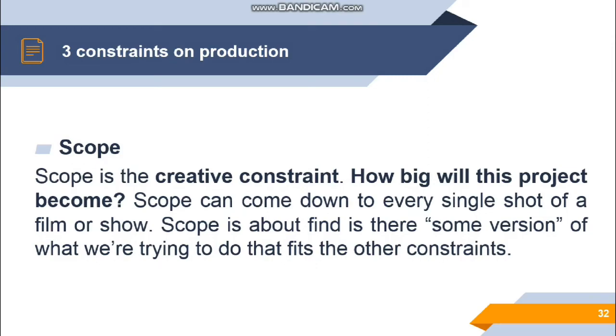Another is scope. So scope is the creative constraint. How big will this project become? The scope can also indicate how the movie will be produced. How many hours will it be produced? That's another indicator in the scope because scope can come down to every single shot of the film or show. Scope is about finding some versions of what we're trying to do that fits other constraints. So how big will your project become? So let's think about that.